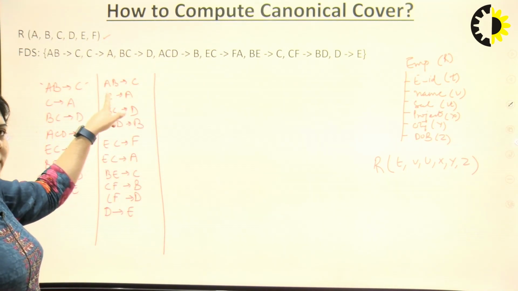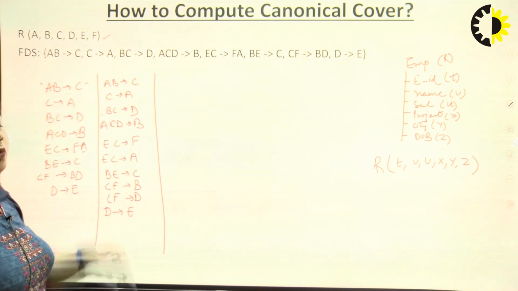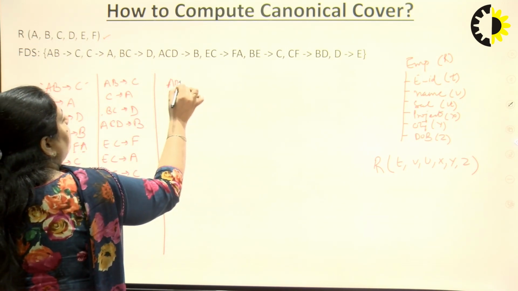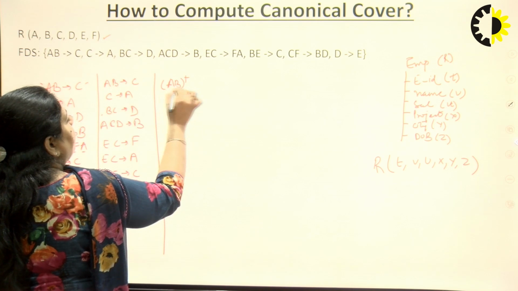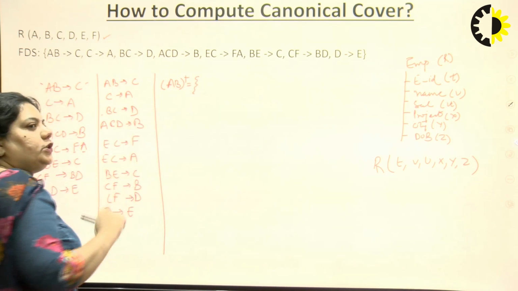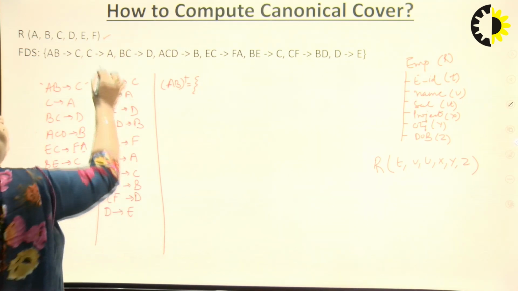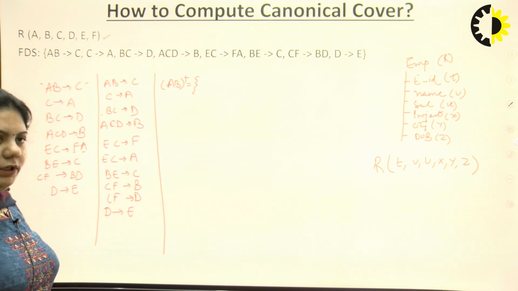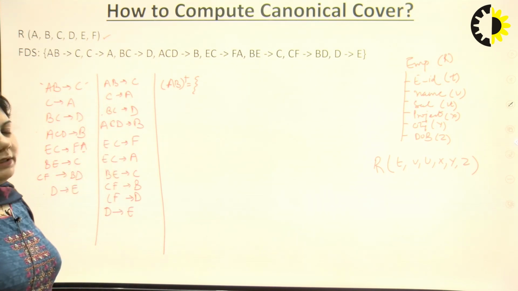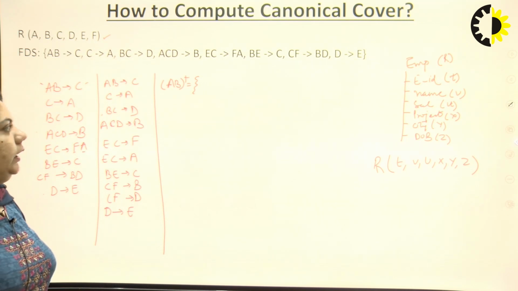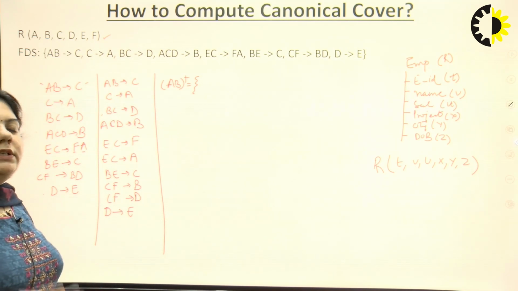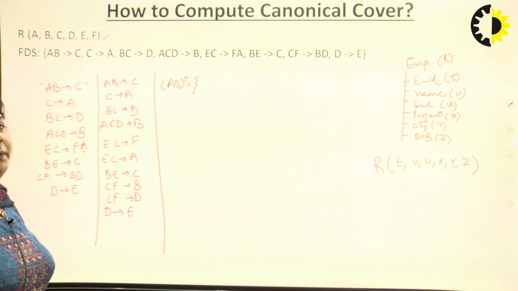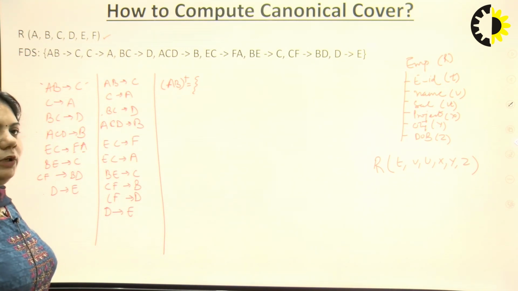Now, starting from the very first functional dependency, you have to compute its cover. That means you have to find out whether, from this functional dependency, you are able to find all the attributes of a relation or not. If you are able to find all the attributes, then that functional dependency should be there. But if by removing that functional dependency you are still able to compute all the attributes of the relation, then that functional dependency can be removed. Let's see how we can do that.